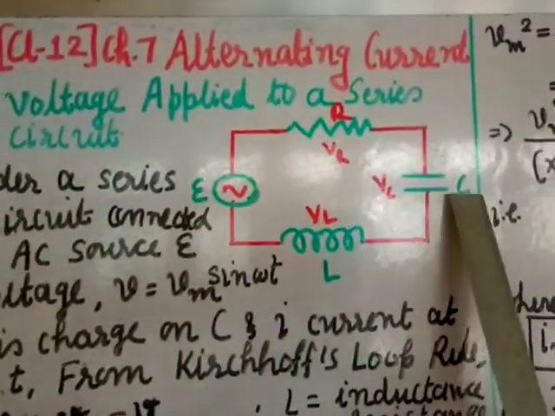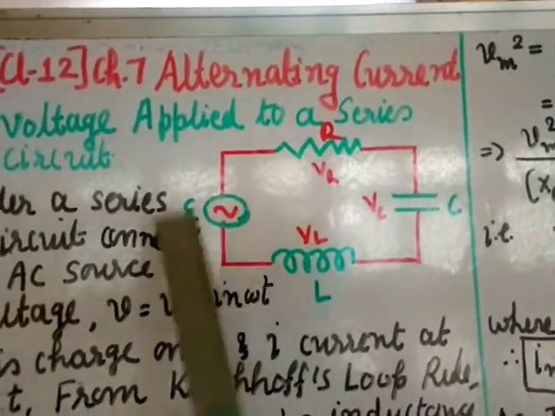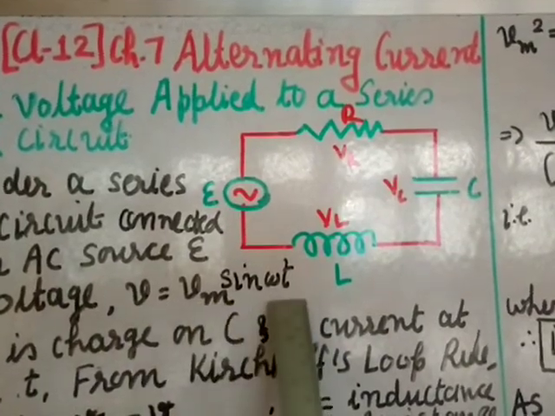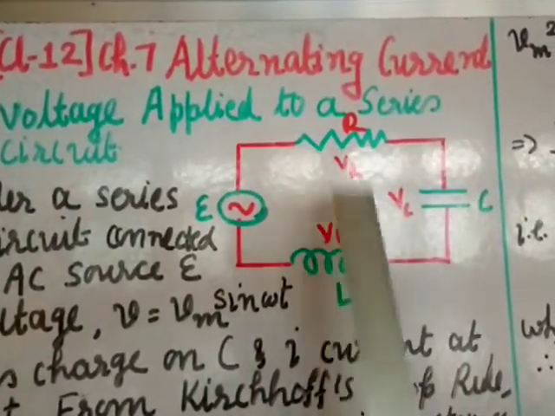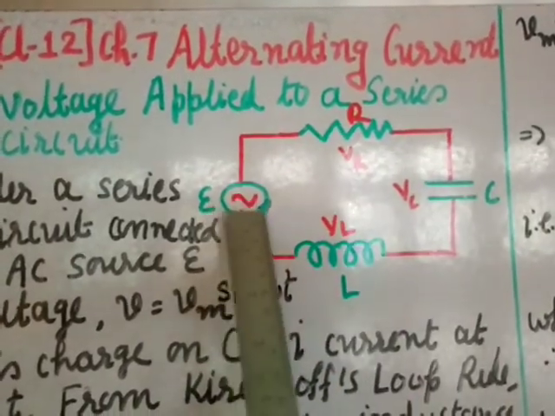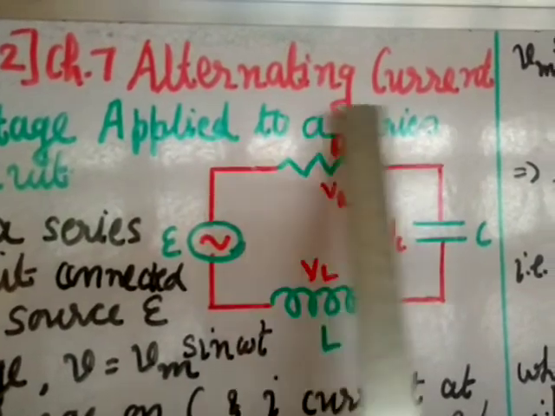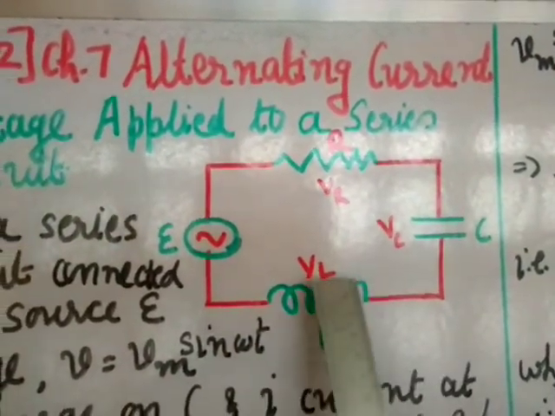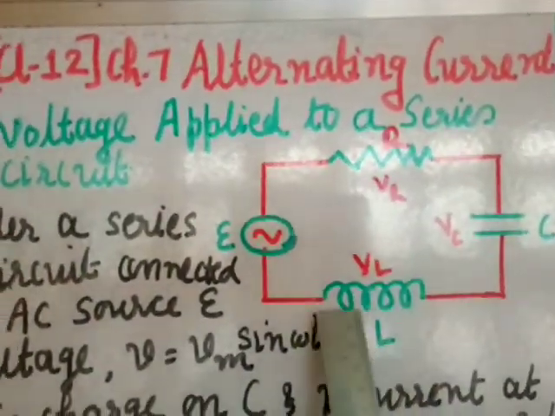Inductor L, capacitor C, resistor R are connected in series to an AC source of voltage V equal to Vm sin omega t. Since they are in series, the sum total of the voltages dropped across them will be equal to the voltage of the source. Suppose the voltage dropped across R is VR, for the capacitor is VC, and for L it is VL. Since they are in series, the current will be equal.